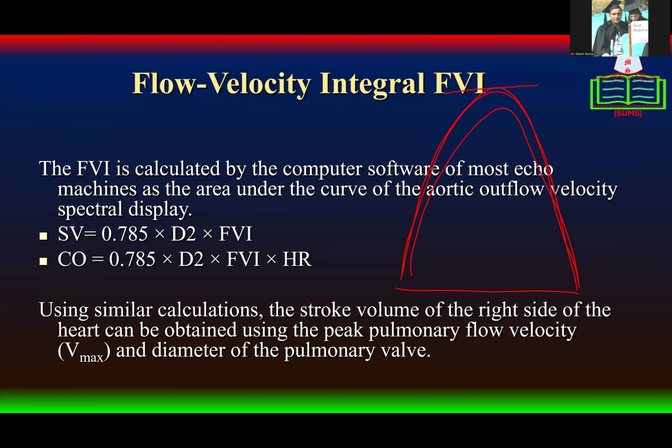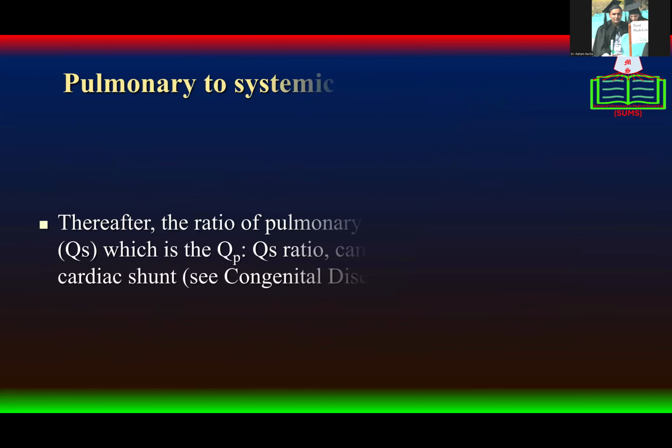Using a similar calculation, the stroke volume of the right side of the heart can also be obtained using the peak pulmonary flow velocity. The similar pattern will be taken from the pulmonary artery. Again, we will take the CSA, cross-sectional area, of the pulmonary trunk. We'll multiply the cross-sectional area of the pulmonary trunk with this flow velocity integral and we'll get a volume.